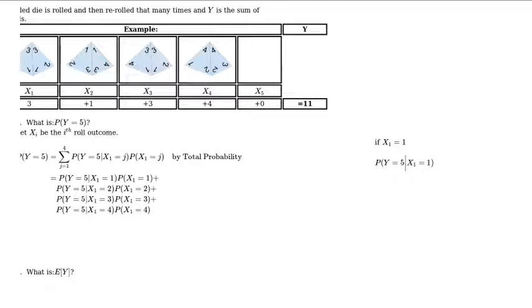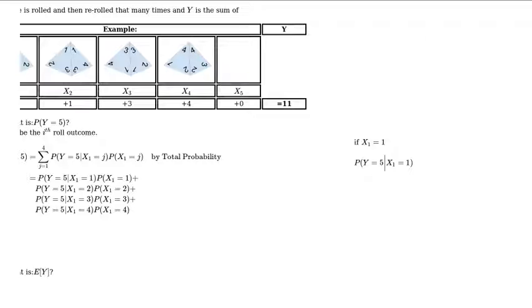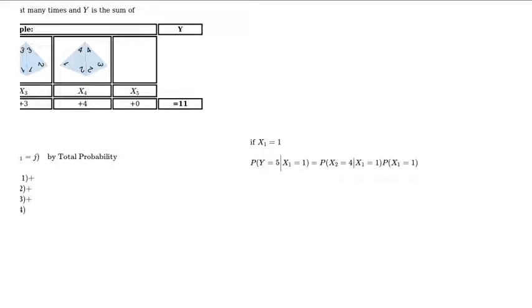So given that X1 is equal to 1, we have one additional roll. And so that would mean the second roll would have to be 4 in order to produce a sum of 5. So we have the probability that X2 is equal to 4 conditioned on X1 is equal to 1, times the probability that X1 is equal to 1.